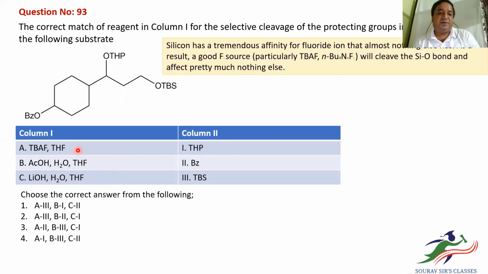away. So for A, we have 3. For B, we have 1. For C, it will be 2. So here, 1 should be our correct answer. Okay, for the next question.